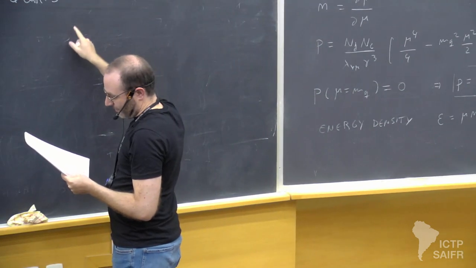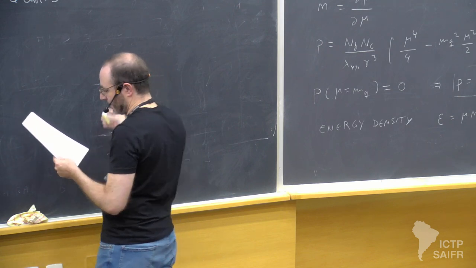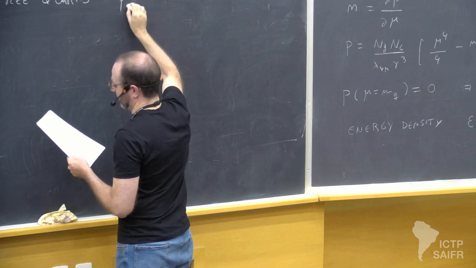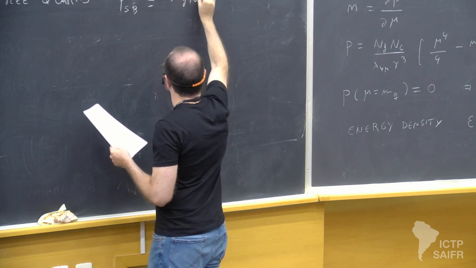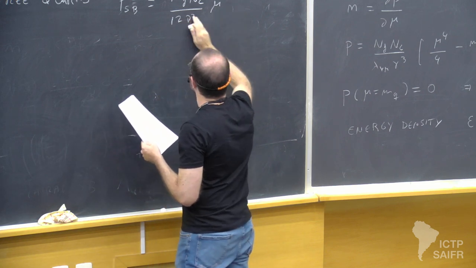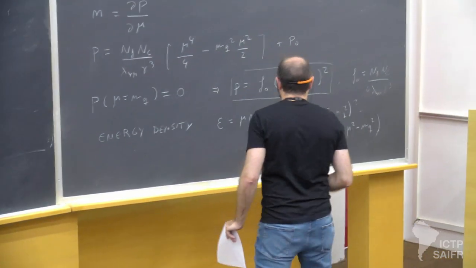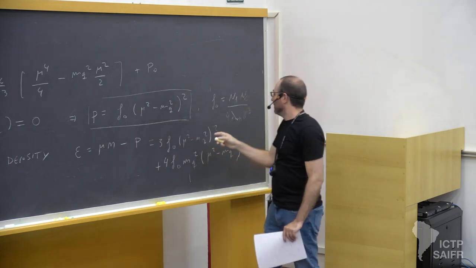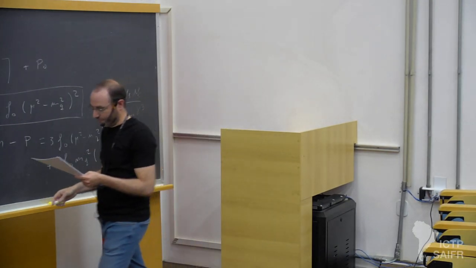OK, so this is three quarks. And then the pressure of the three quarks, the Stefan-Boltzmann value, will be NF NC over 12 pi squared mu to the 4. OK. So if we compare with the mu going to infinity limit of this expression, that fixes the value of F naught, and that fixes the value of the 't Hooft coupling.